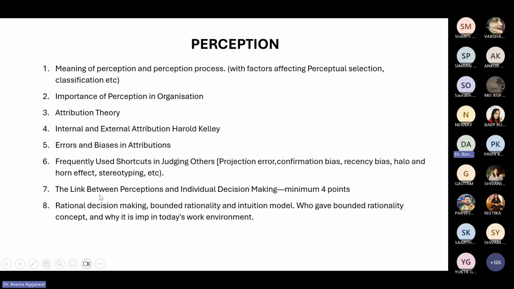Link between perception and individual decision making. Minimum 4 or 5 points should be handy with you. And last, you should be knowing about rational decision making, bounded rationality, and intuition based modeling. So who gave the concept of bounded rationality, and why it is important in today's work environment. So these points should be clear in your mind.